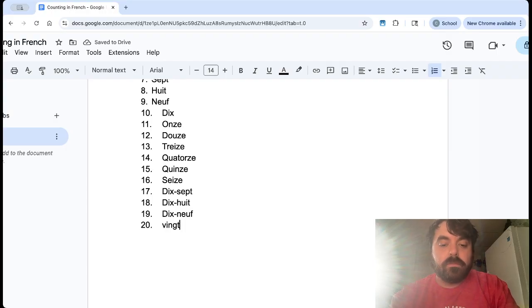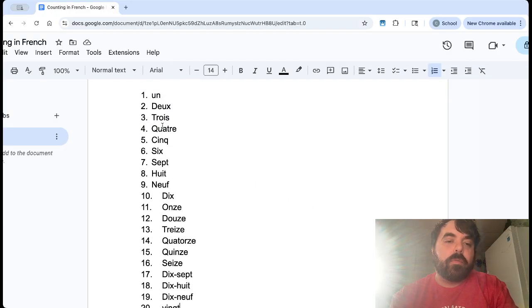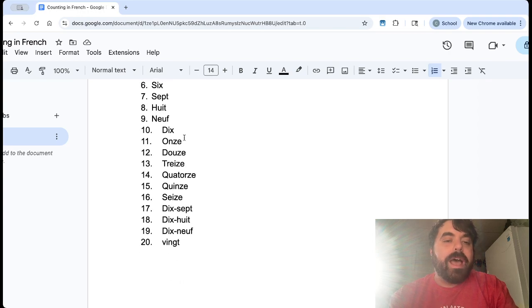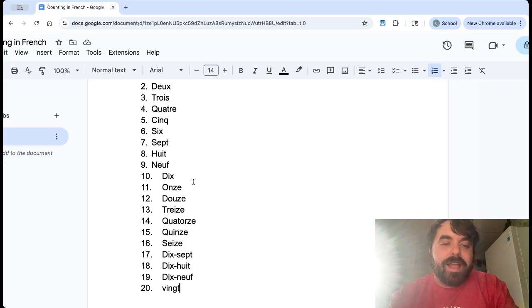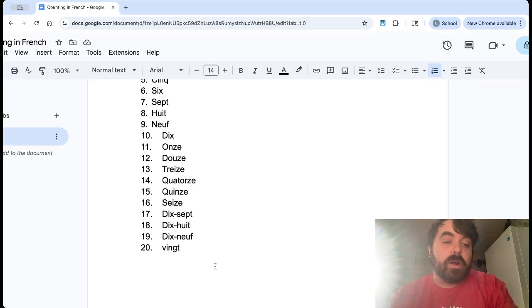So far, we have 10 original numbers at the beginning. We have 10 numbers that are inspired by the original numbers, but that have the Z sound to denote they're a teen number. So far, we're pretty in line with what English does. For the next couple of numbers, we're also going to be really in line with what English does. For 21, it's going to be vingt et un. Remember that et, which we've talked about before, means and. So we have 21, which is 20 and 1.